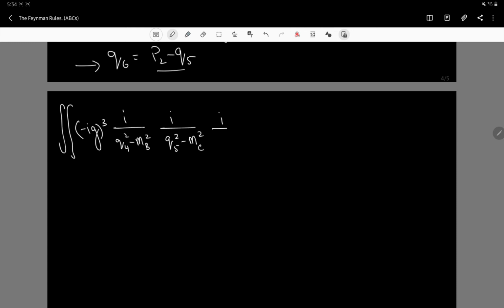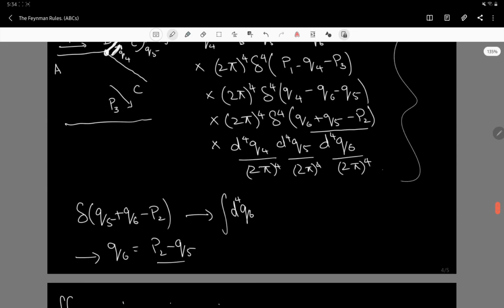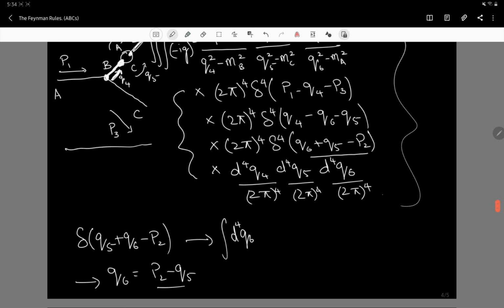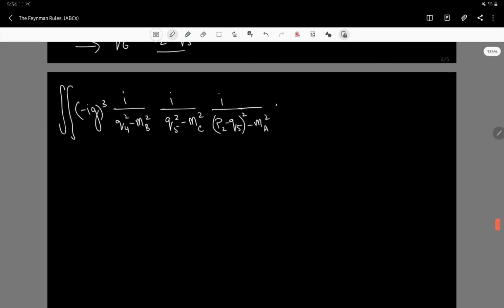And now let's replace Q6 with P2 minus Q5 whole squared minus MA squared, right? And I'll write down these factors of 2 pi again and again, even in this example, but for the next one I'll just write dot dot dot. Because I hope that by the second example you would get the idea. It's not that tough at all, and I hope you can understand it now.